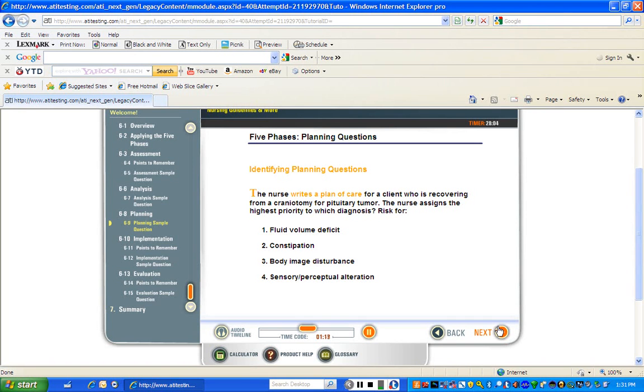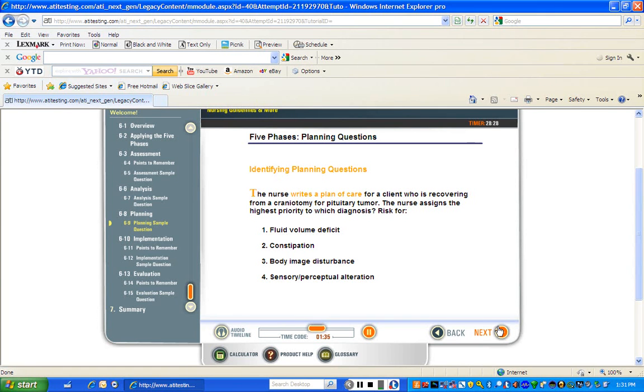Option 2, constipation. Although this is not a normal finding, neither is it very unusual in a client recovering from major surgery. Remember that anesthesia, prolonged periods of NPO, and decreased activity all tend to slow down the peristalsis in the bowel. Let's see if there is a better nursing diagnosis with a higher priority.